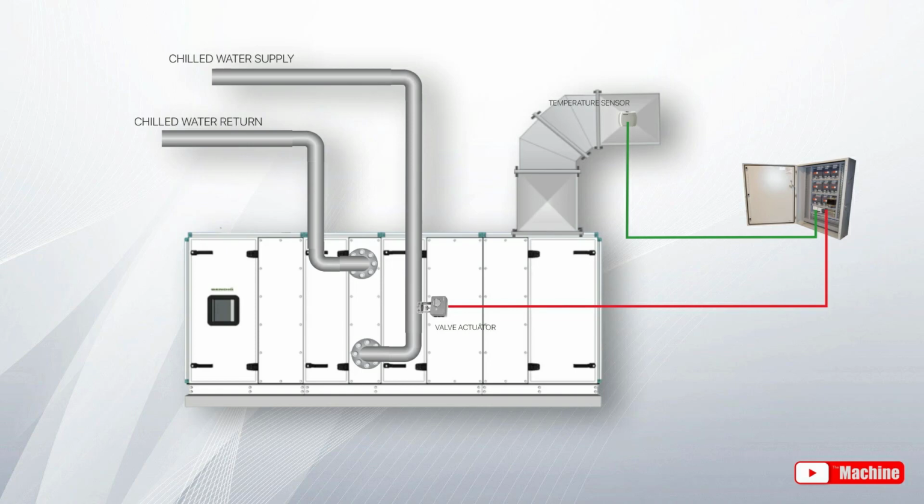Here is another example of sensor and actuator operation. As you can see, we have a modulating valve actuator installed on chilled water supply pipeline of an AHU system and a temperature sensor at the supply air duct. So let's say our temperature set point is 16 degrees centigrade and the air supply temperature coming out from the air duct is 20 degrees centigrade.